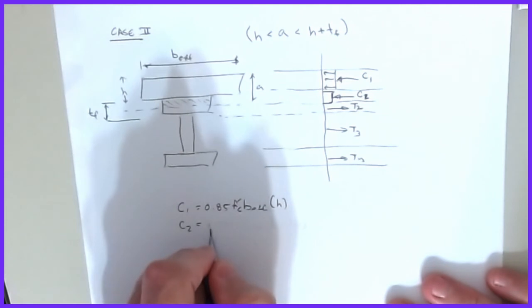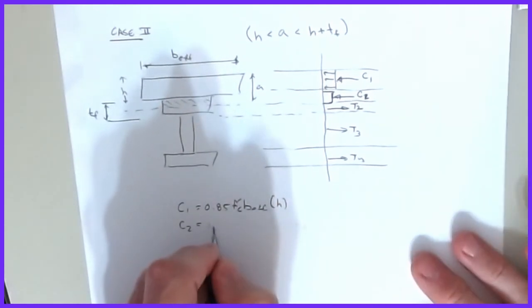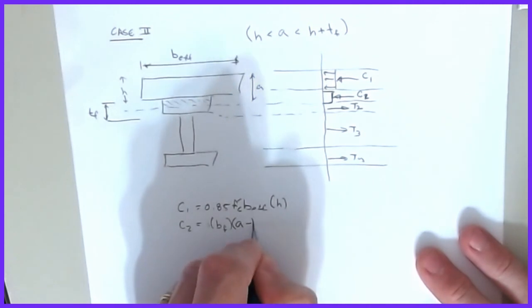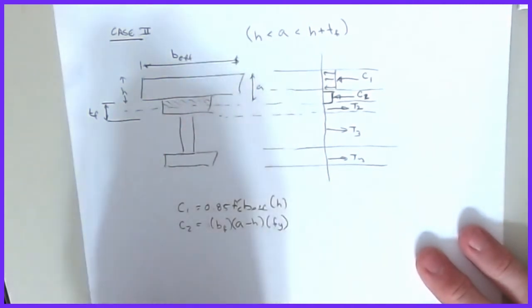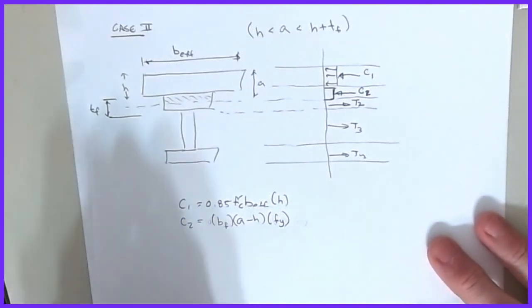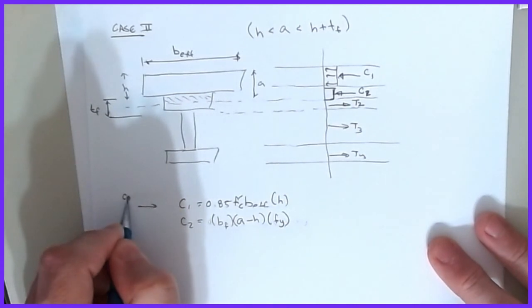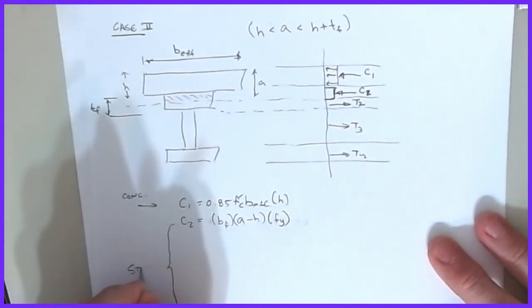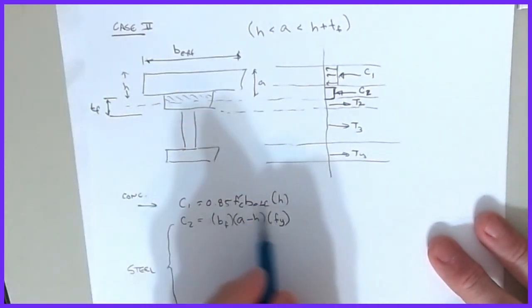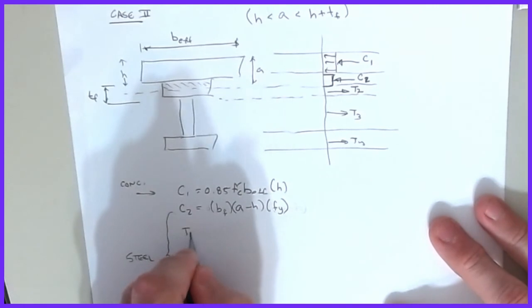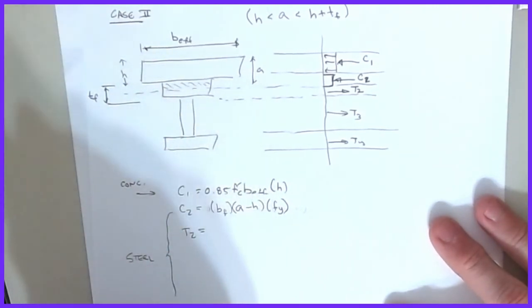So what we have is it's going to be the area of the flange, which is bf times a minus h, multiplied by fy. Because now you're into steel. So this guy is the concrete, and then everything else that we're getting ready to do is going to be steel. So you've got to watch the fy versus the 0.85 f'c. All right, T2, what's T2's value?